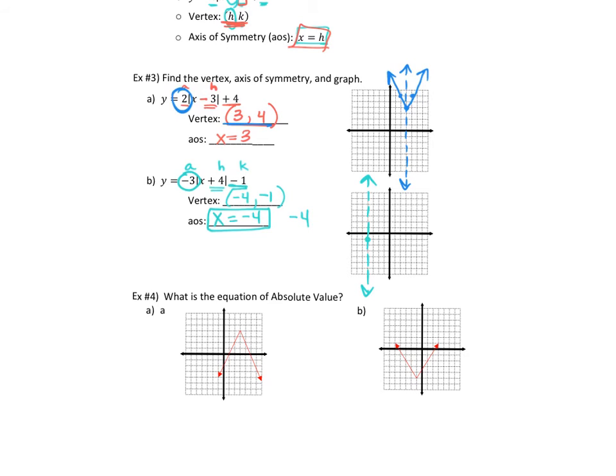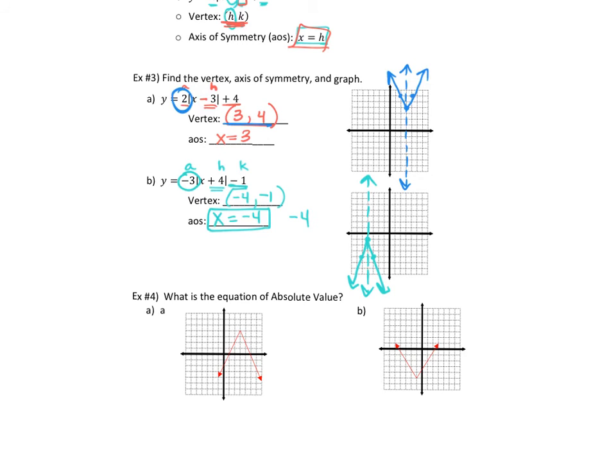Now we just need to do our -3. Negative means it's going to open down. So 1, 2, 3 down over 1. And then start back at the vertex, go 1, 2, 3 down and over 1. And we get that graph.